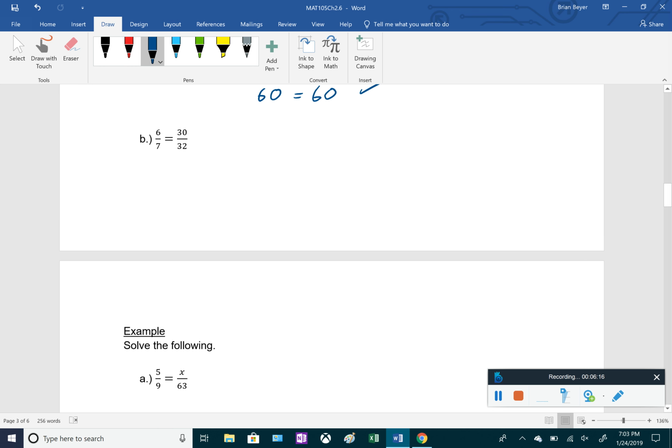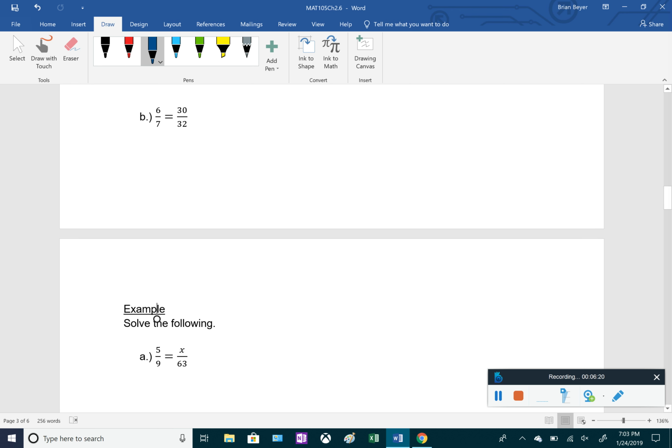So for the next one, for B, we have 6 over 7 equals 30 over 32. So maybe at first glance, you can't necessarily tell if that's going to be true or not. So let's cross multiply. So that denominator over there, this one up here. So it's going to be 6 times 32. And we want to see if that's equal to 7 times 30. 6 times 32 is going to be 192. And 7 times 30 is going to be 210. So that's obviously not true. 192 does not equal 210. So this original proportion is false.